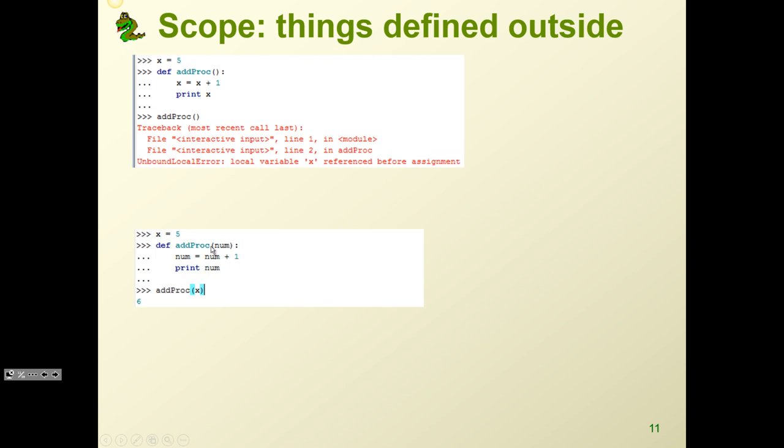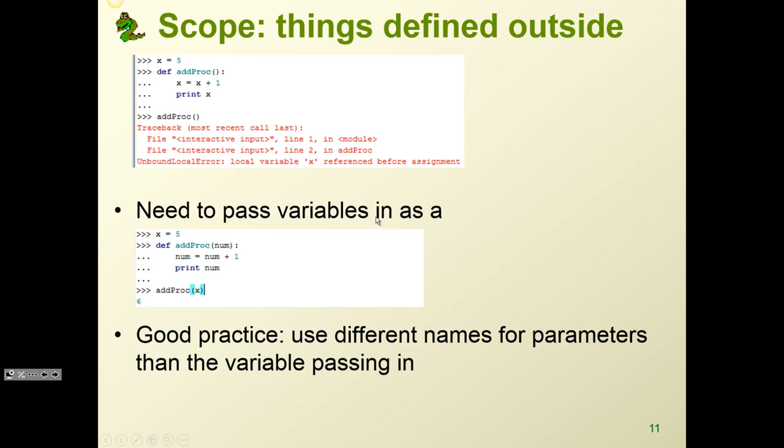So if we call this with x, x is assigned the value of 5. So it'll go tick, tick, tick, tick, tick, add proc, and then num will be assigned the value of 5. It'll say 5 plus 1 equals num, so this will become 6, right? And then it prints out the number 6. Okay. So that's how you get things in. Pass it in as a parameter. You need to pass values in as a parameter or an argument.